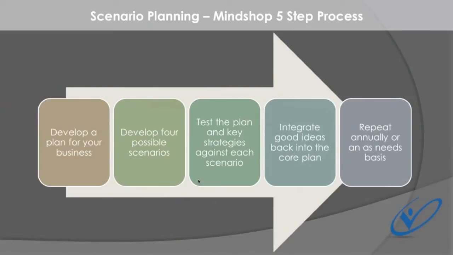So you can either repeat it on an annual basis, just looking at scenarios again, or you might decide that you need to look at and test more than 4 scenarios. You might want to go and test it again and create a whole heap of other scenarios. And I guess that's a simple methodology for doing this. So let's step through the process. So step 1, you've already developed a plan. We'll talk about that. So step 2 is about developing 4 possible scenarios.